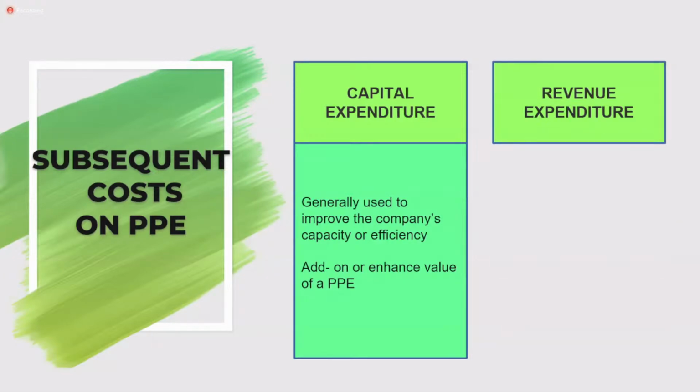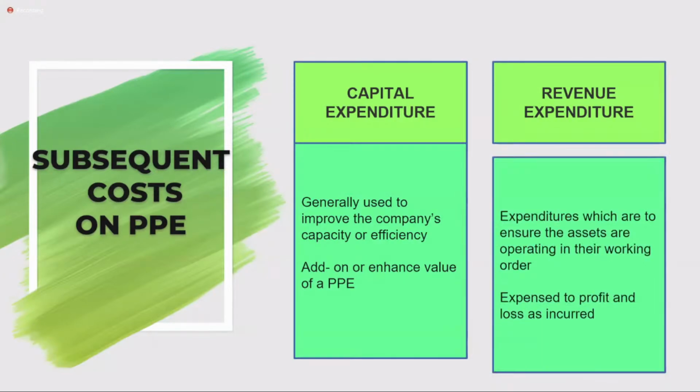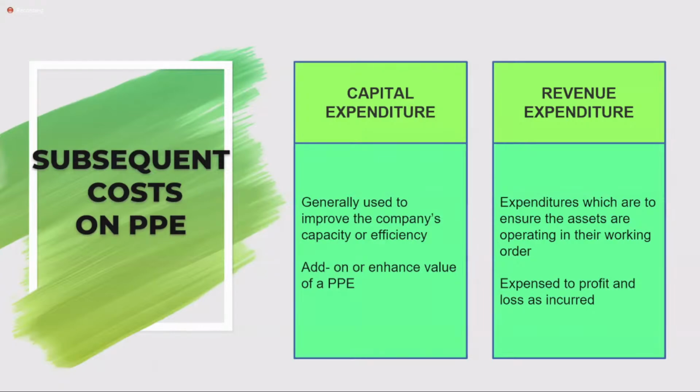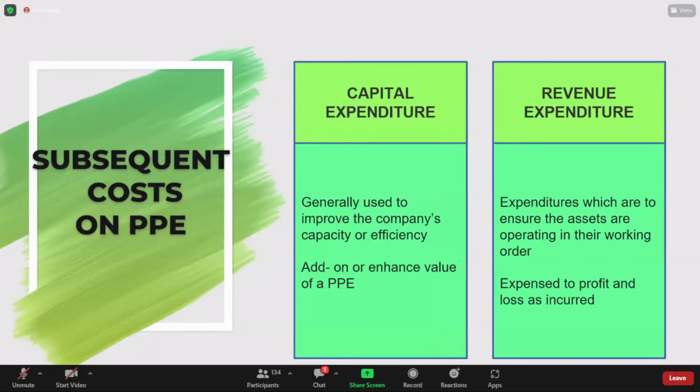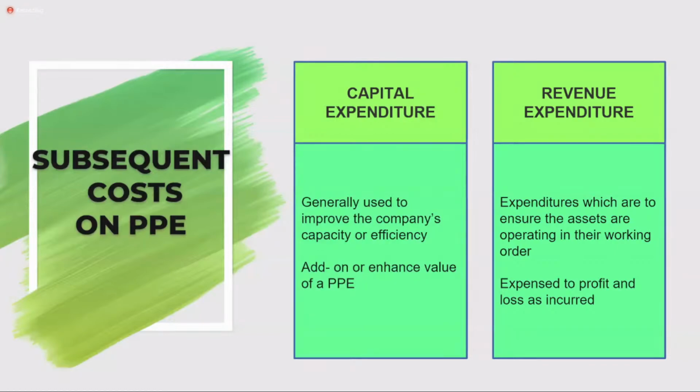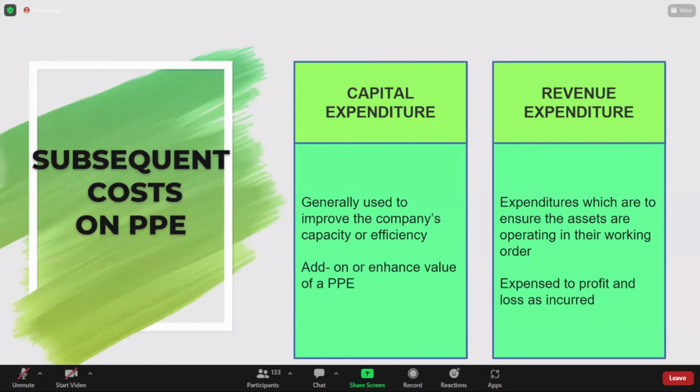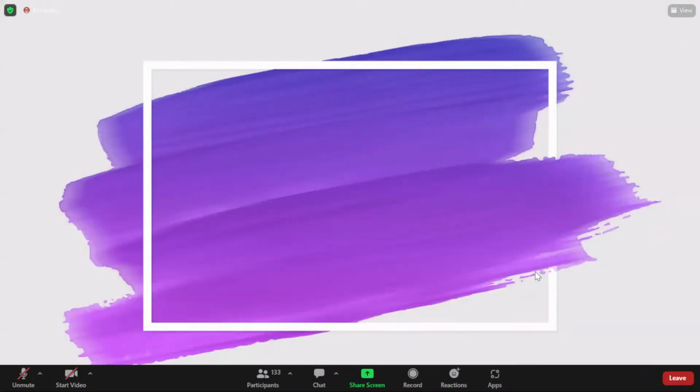And then another one will be the revenue expenditure. So this revenue expenditure is just like your normal expenses. Okay, expenses yang incur every month, every year, and so on. Expenditure which is to ensure the asset is operating in working order. So this one will be expensed to profit or loss. Just macam kita record kita punya daily expenses. Masuk dalam profit or loss. Penyata untung rugi. Okay? Alright.